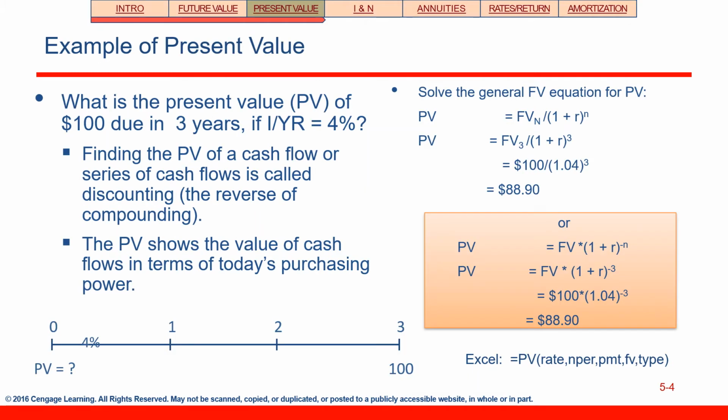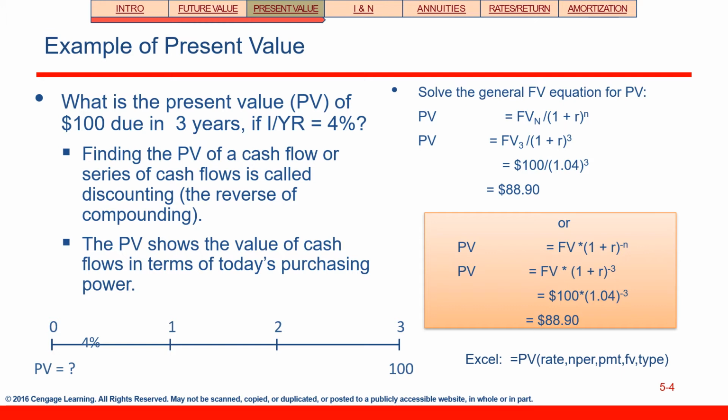Okay, now another example of our present value. So what is the present value of $100 due in 3 years? So meaning you can receive the $100 in 3 years, or it could be you will pay it in 3 years, no? So it depends upon the situation whether you invest it or whether you will pay for it. Okay, if the interest rate is 4%.